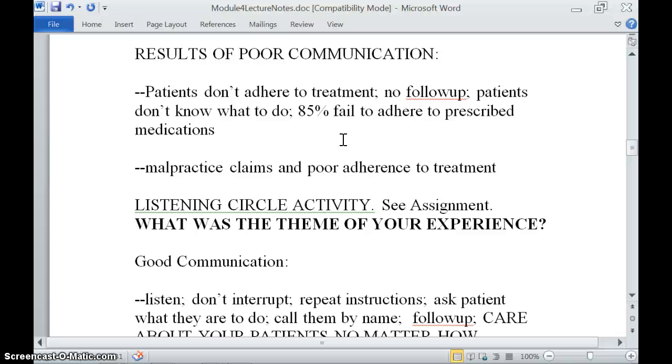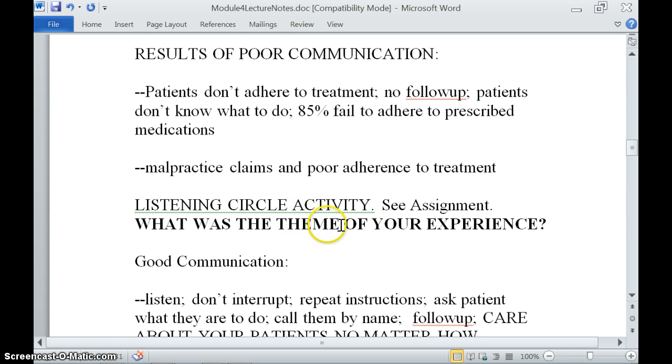85%, this is one of the pre-course quiz questions, 85% fail to adhere to prescribed medications. And a lot of people are taking multiple medications, so you have all these interaction problems, and of course technology suggests that they can solve these interaction problems, but it's very difficult. And ultimately, malpractice claims and poor adherence are a result of some of these communication issues between healthcare provider and patient or client. People sue doctors sometimes not because they're incompetent, but because they feel like they weren't provided the right kind of care in terms of how the doctor may have communicated. So doctors are learning a little bit more about this, mainly to protect themselves somewhat from malpractice claims.